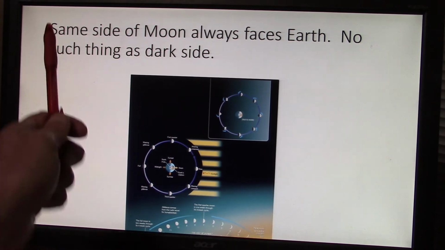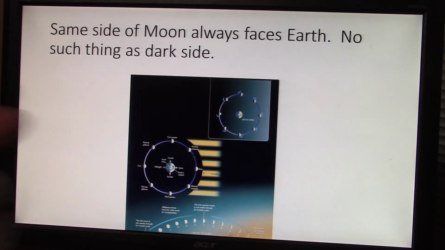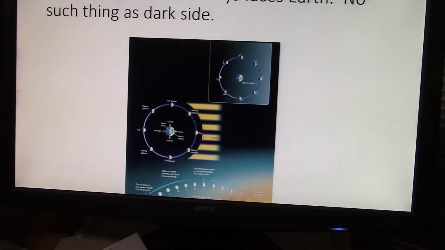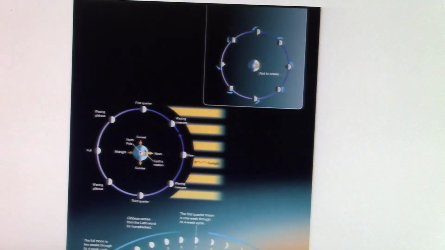It says, the same side of the moon always faces Earth. No such thing as a dark side. Well, there is a dark side of the moon, right? And I'm not just talking about the Pink Floyd album cover. But there's no permanent dark side of the moon. Let's look at this little diagram here. Let's focus in on this little diagram.